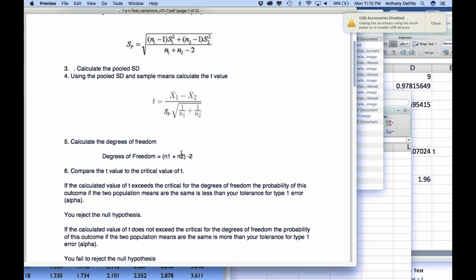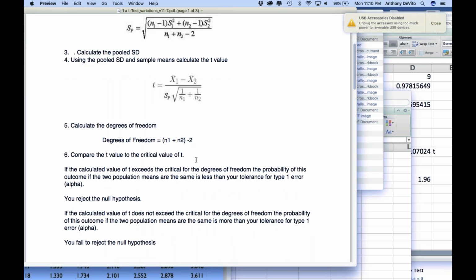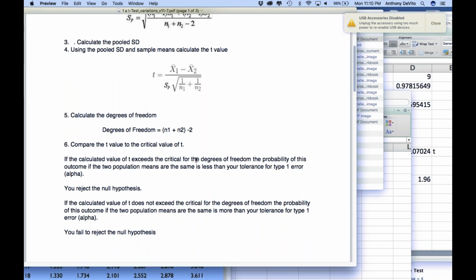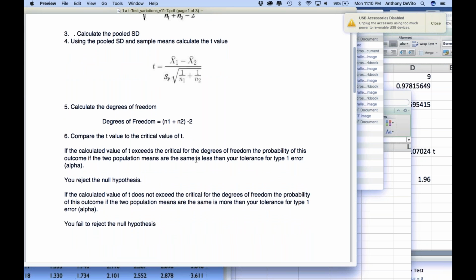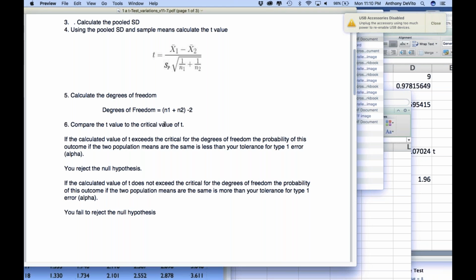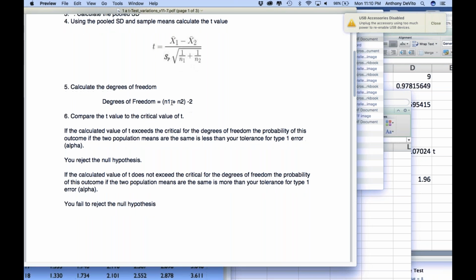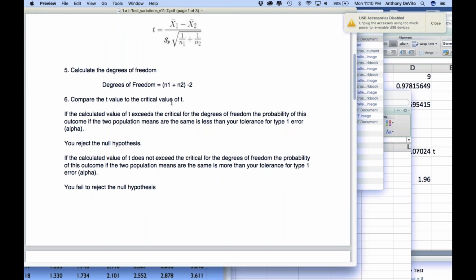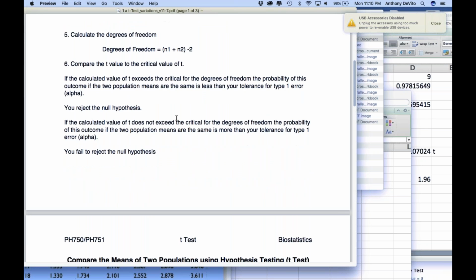The degrees of freedom that we use to determine our critical value of t is the sample size for group 1 plus the sample size for group 2, minus 2. So for 9 and 9, it would be 18 minus 2, which would be 16. The sample size is 16, 15 degrees of freedom. And we would find our critical value of t and see if we exceeded that critical value of t. Alternatively, we could do this in SPSS and actually calculate a p-value.